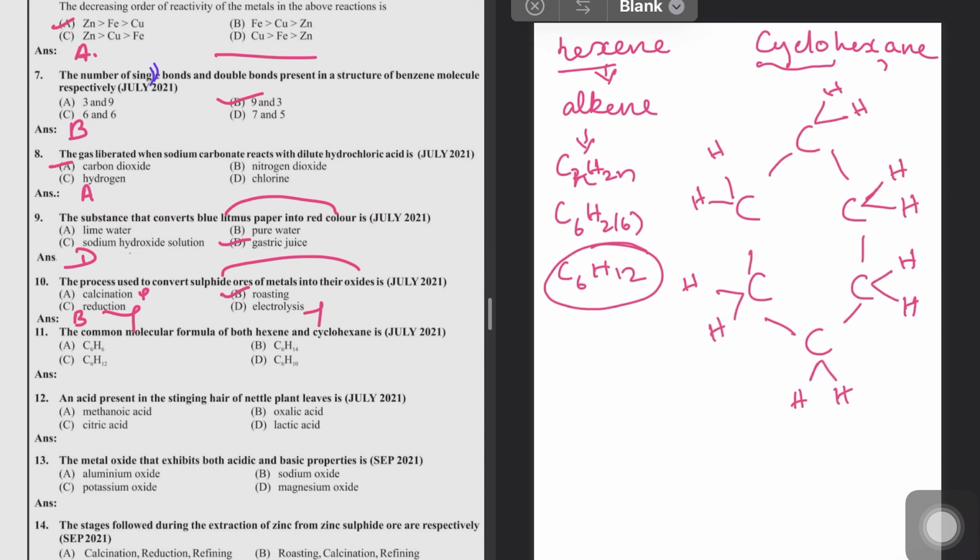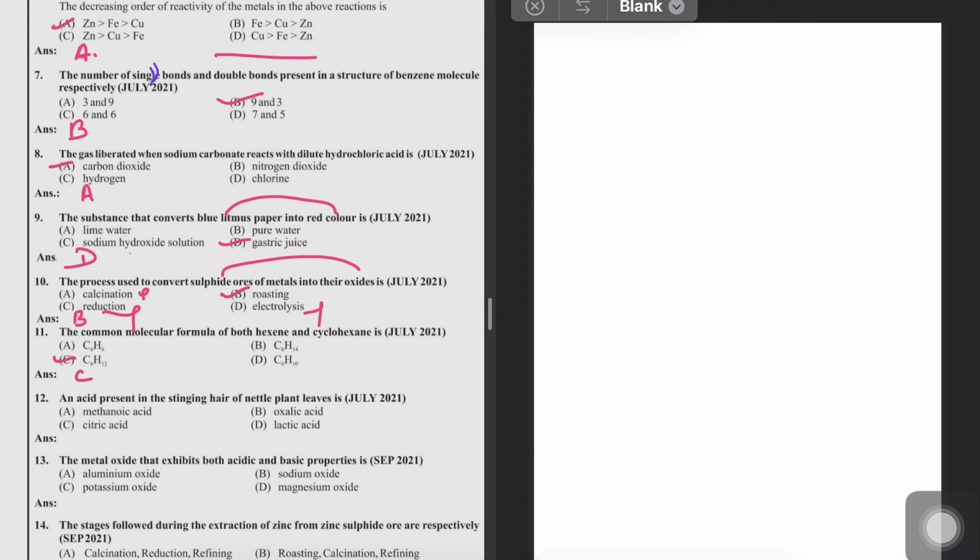Then we will check. So we have 6 carbon atoms. What about hydrogen? 1, 2, 3, 4, 5, 6, 7, 8, 9, 10, 11, 12. Hence it is 12 hydrogen atoms. So what is the correct answer? It is C6H12. Search for the option. It is in option C. Hence the correct answer is option C. Coming to the next question.